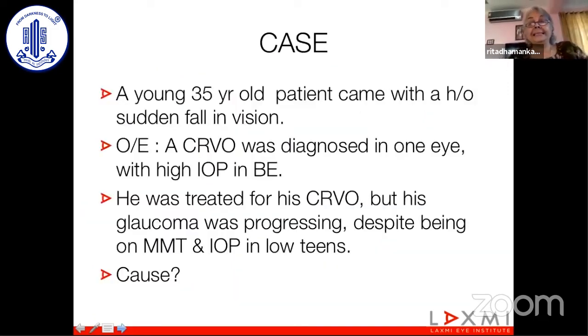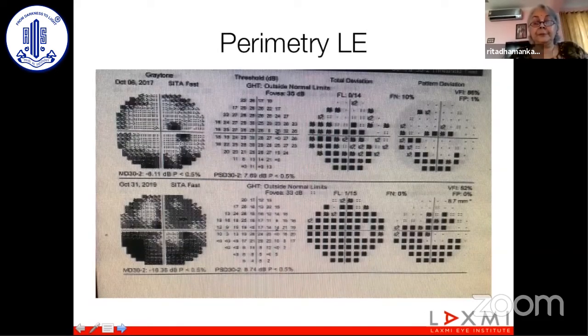Let's look at this case. This was a young 35-year-old patient who came with a history of a sudden fall in vision. This patient had a CRVO in one eye with a high intraocular pressure in both the eyes. This patient was treated for his CRVO, but his glaucoma was progressing despite being on maximal medical therapy, and his IOP was in the low teens. So what do you think could have been the cause? He was progressing.